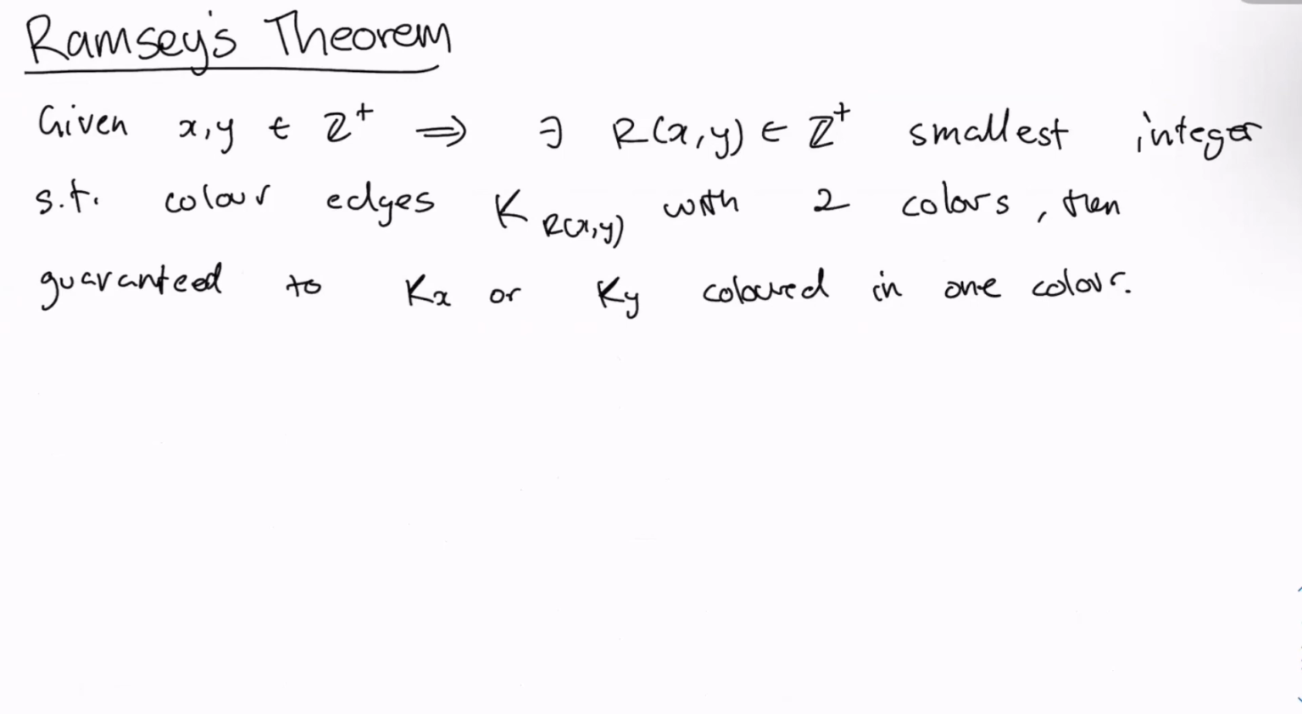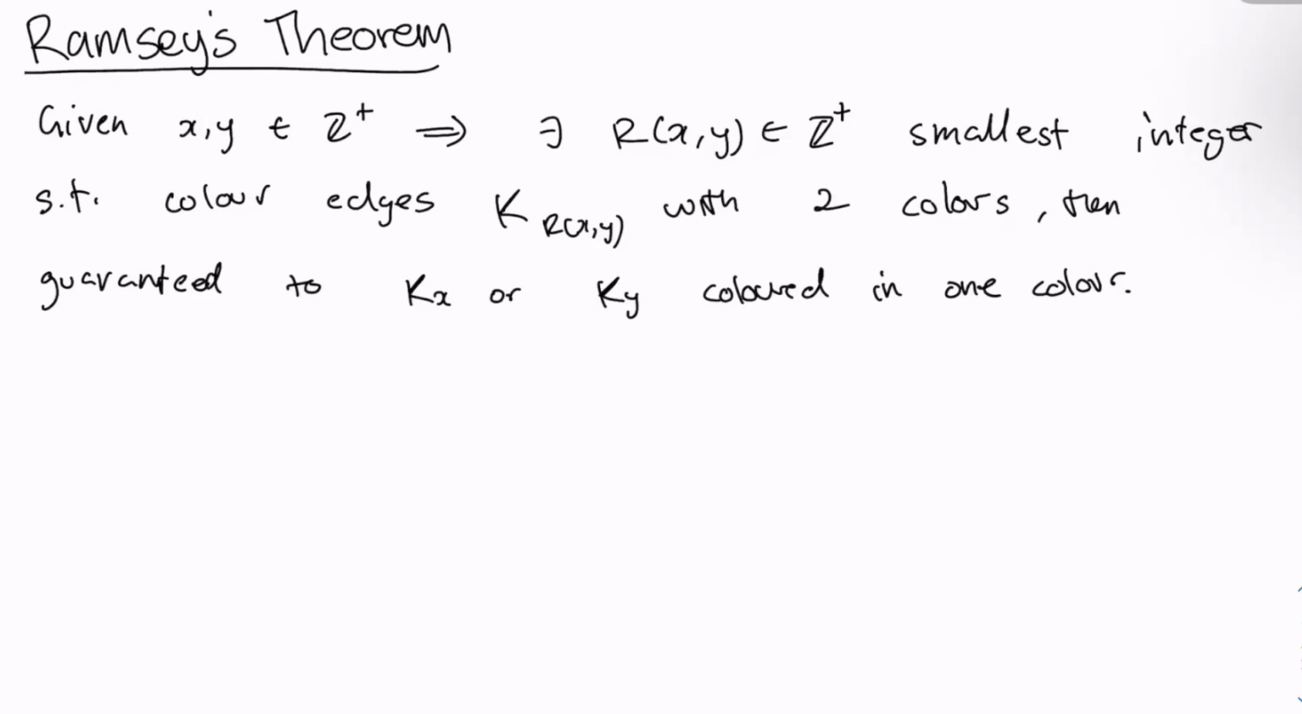Well, Ramsey's theorem says if you're given any 2 positive integers, x and y, then there exists a positive integer, we're going to call it R(x,y), which is the smallest integer such that if you color the edges on the complete graph with R(x,y) vertices using 2 colors, then you're guaranteed to have a subgraph K_x or K_y that is 1 color, either red or blue.